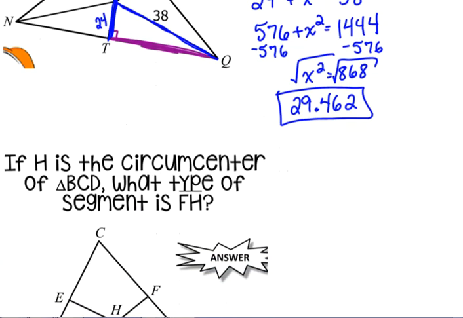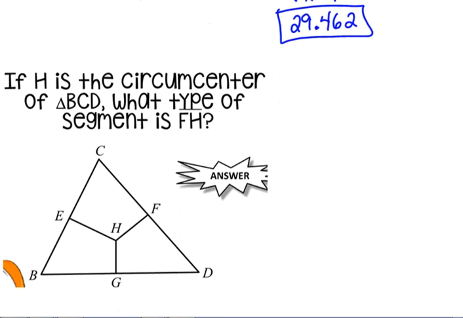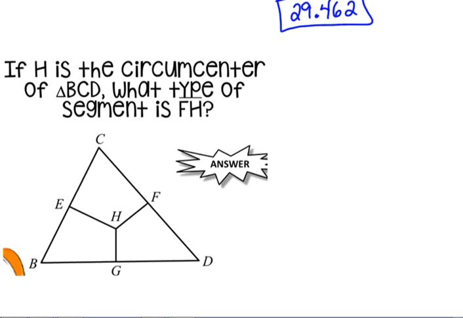Okay. All right, let's look at another one. If H is the circumcenter of triangle BCD, what type of segment is FH? So circumcenter is created by, what's the circumcenter created by? Perpendicular bisectors. So FH, look at it on the picture. What is it? A perpendicular bisector.